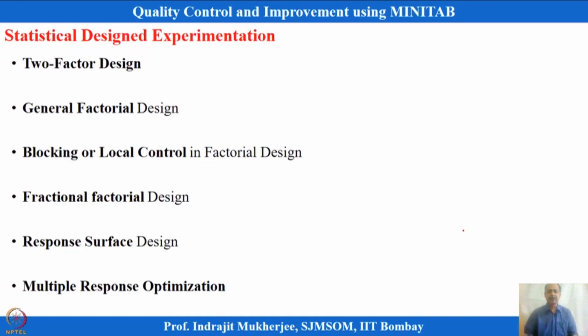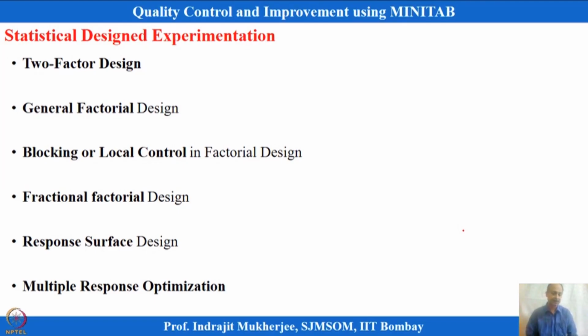So, there are different types of statistical experimentation that we will try to discuss in this course. These are all used for, we can think of one I told, screening. Some of them are very popular in screening experimentation, and some of them are popular for optimization. That means we want to optimize the response surface, and for that we have something known as response surface design, multiple response optimization.